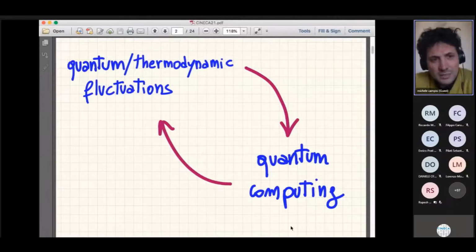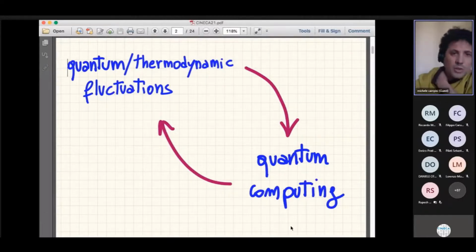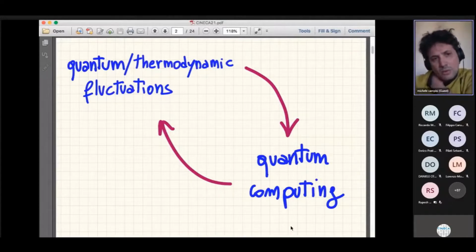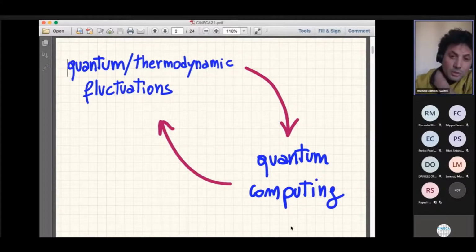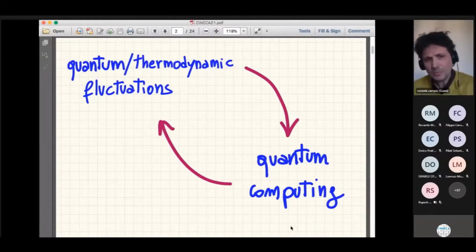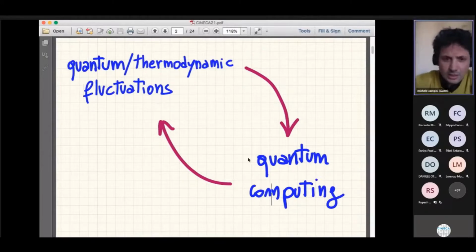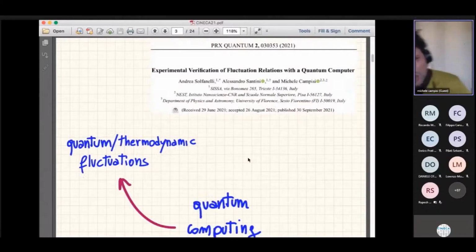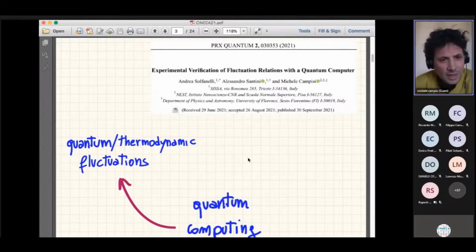Coming now to the specific topic of this talk: on one hand, in order to develop better quantum computers, you have to learn how to tame noise and fluctuations, both thermal and quantum. So quantum thermodynamics is important for advancing quantum computing. On the other hand, quantum computing itself can be useful to advance understanding of quantum and thermodynamic fluctuations. So we can give rise to a virtuous circle where both fields improve each other. Let me start with this arrow, showing how quantum computers can help advance understanding of thermodynamics at the quantum level.